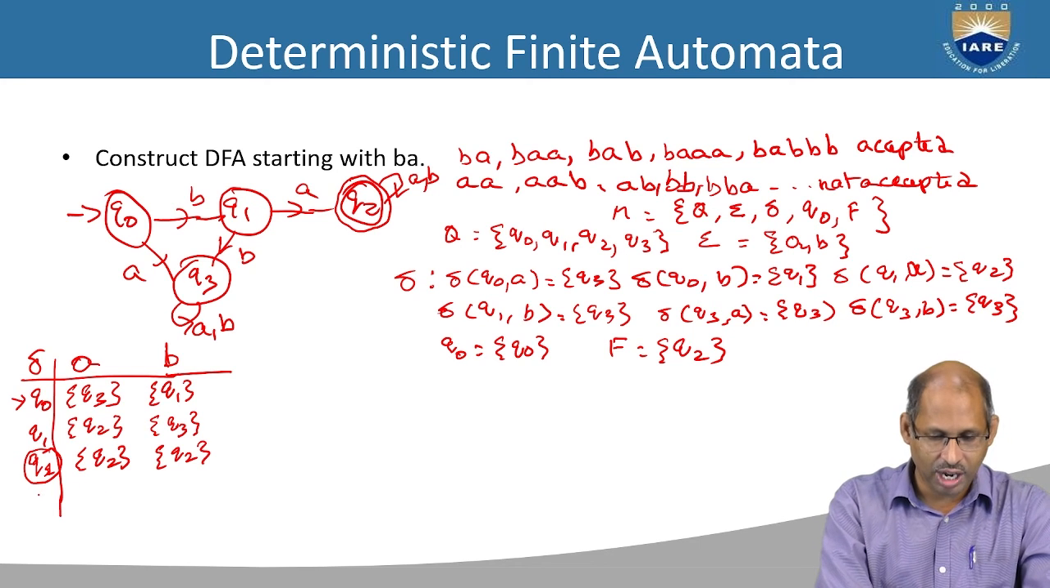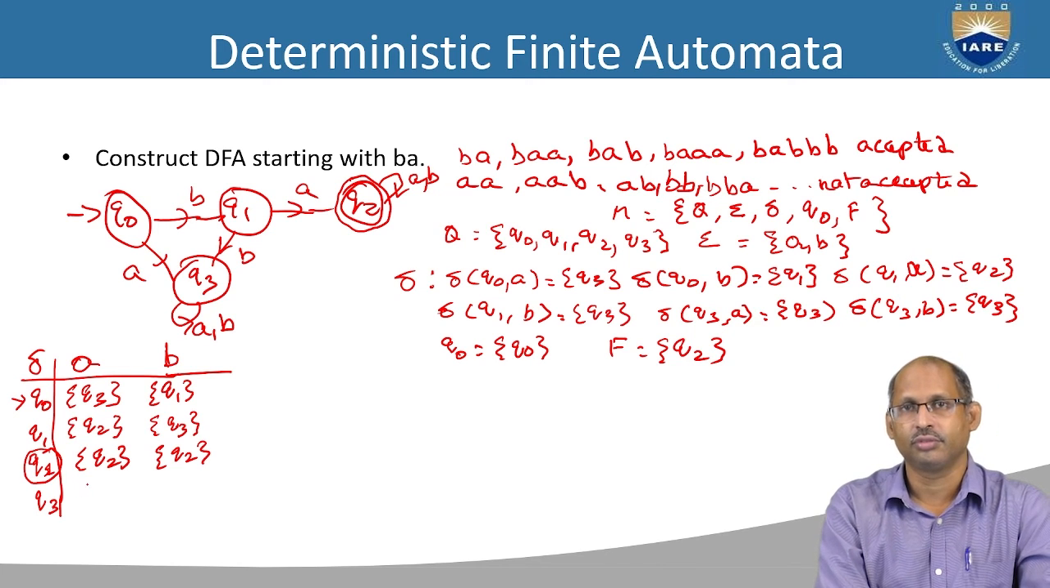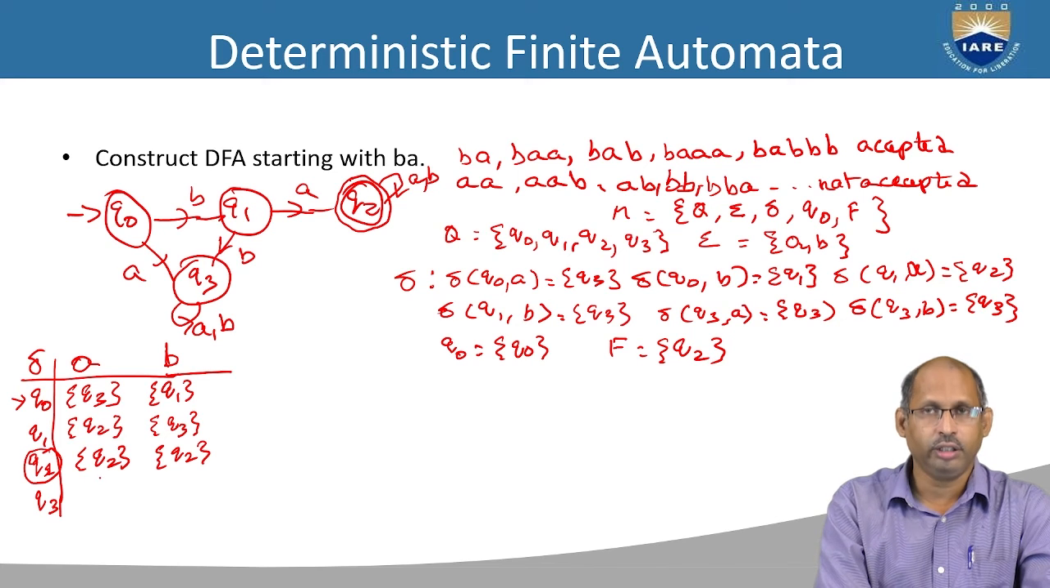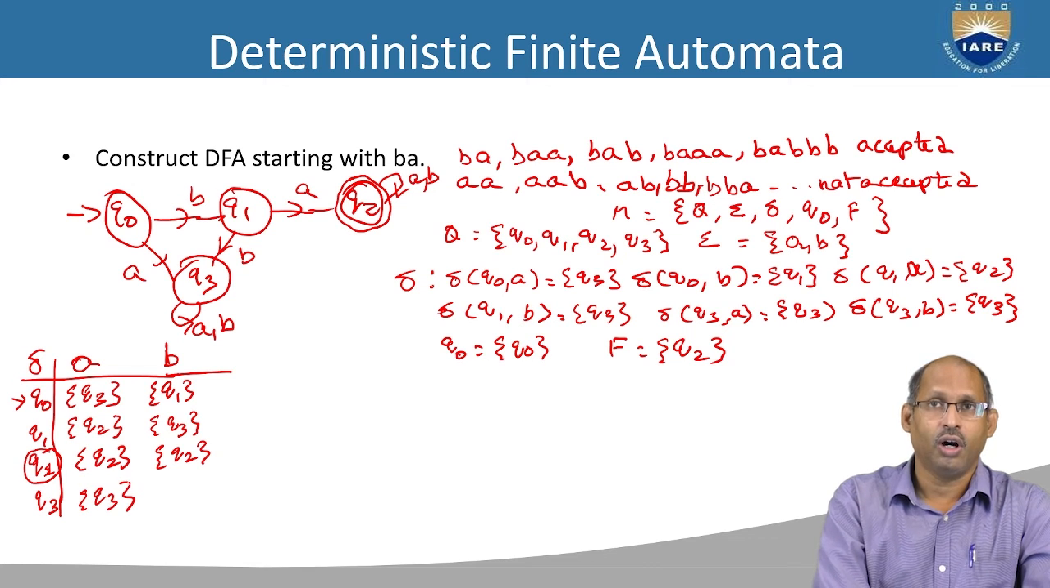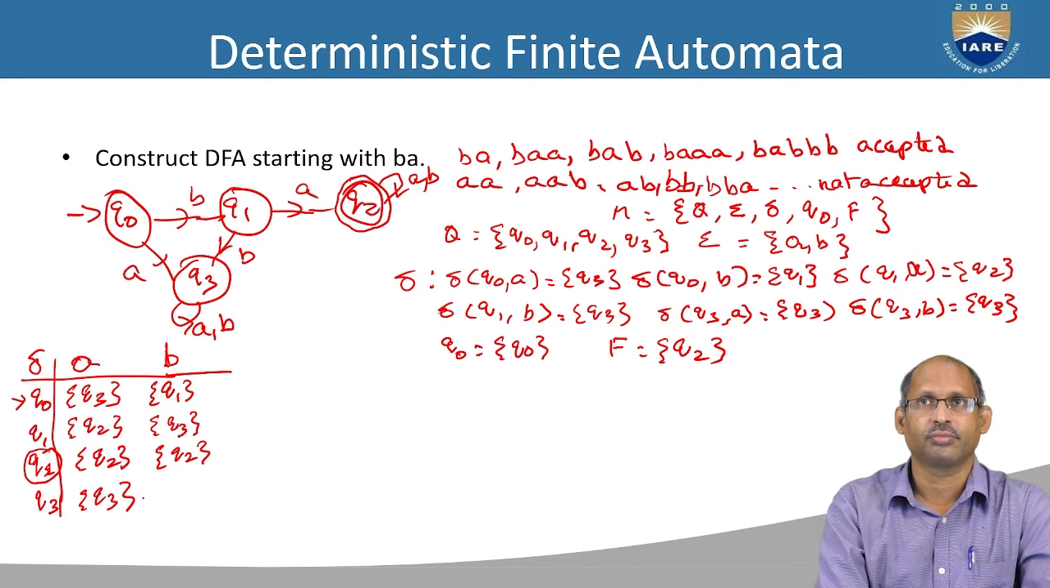What is another state we have? Q3 state. The Q3 state on A, where does it go? It is Q3 only. On B, where does it go? Q3 state only.